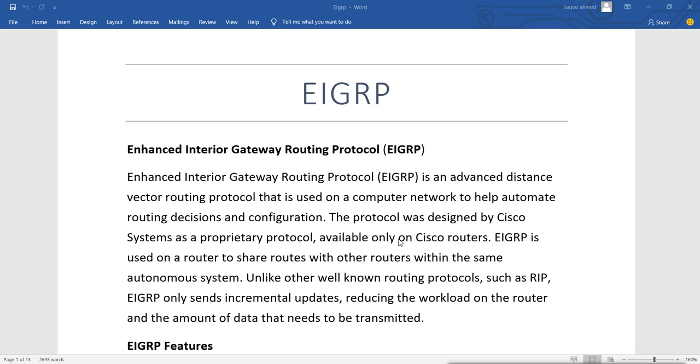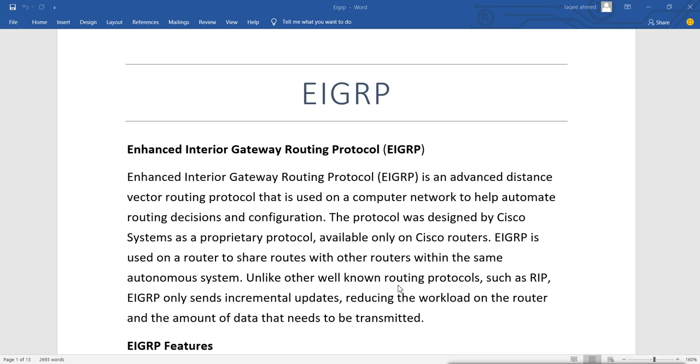The protocol was designed by Cisco Systems as a proprietary protocol, available only on Cisco routers. EIGRP is used on a router to share routes with other routers within the same autonomous system. Unlike other well-known routing protocols such as RIP and IGRP, it only sends incremental updates, reducing the workload on the router and the amount of data that needs to be transmitted.